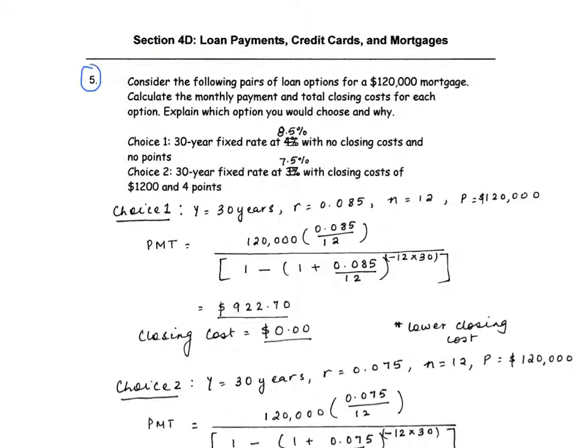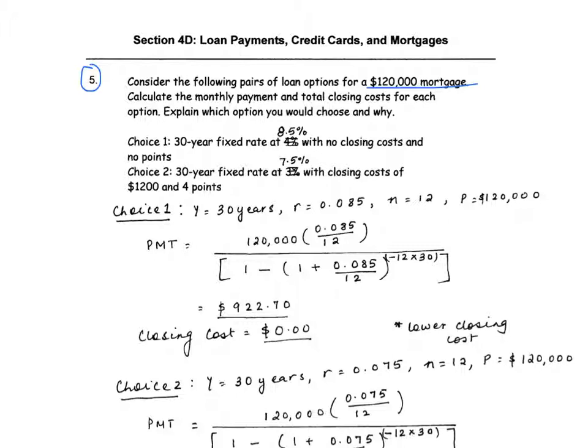Look at the next problem. In the previous problem, we did discuss two options related to mortgages. And the closing costs in the previous problems were the same. So we didn't have to worry about comparing closing costs. Now in this problem, there is a slight difference. Now we need to take a loan of $120,000. That's our mortgage.